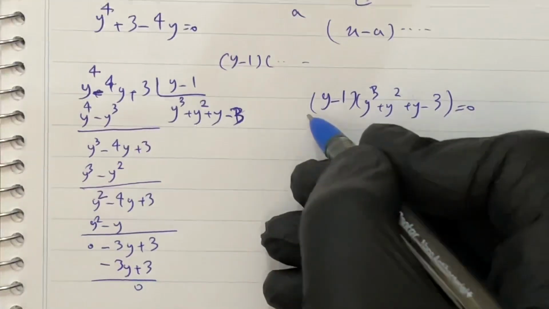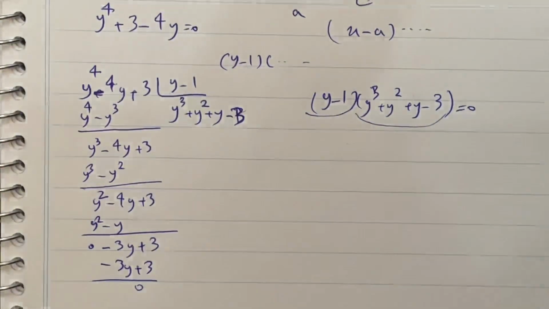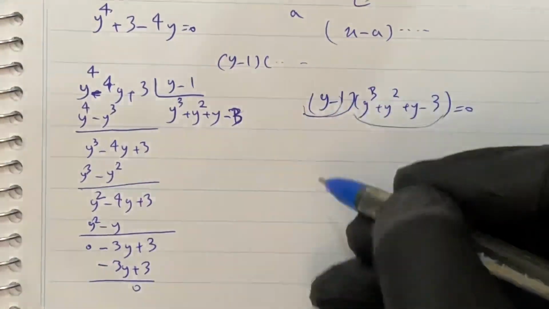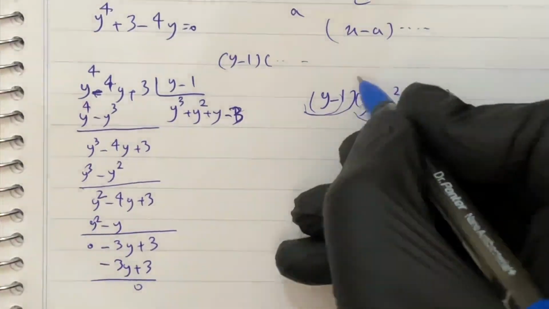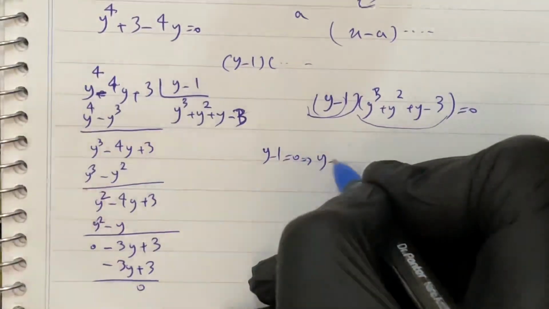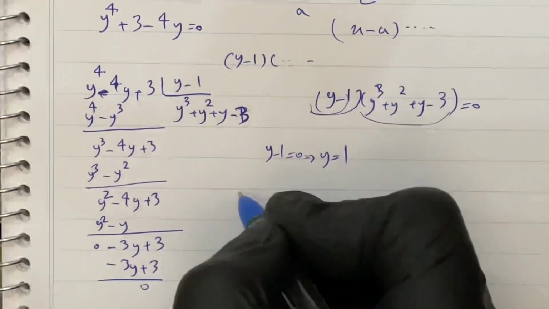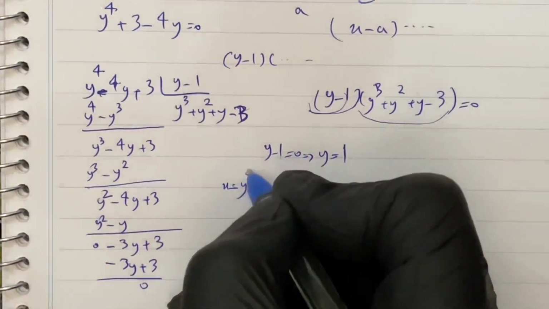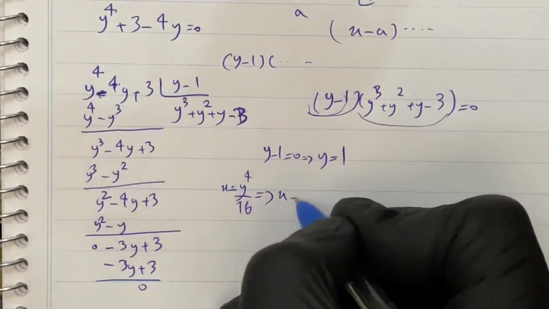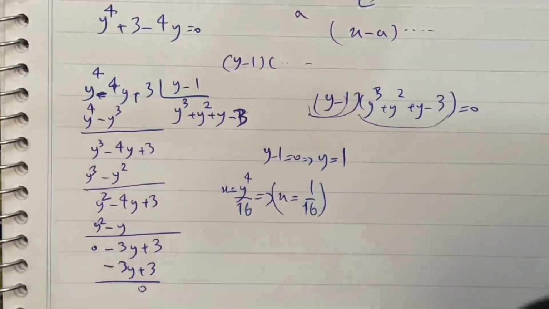We just have to set either this to 0 or this to 0. If you set this to 0, we would have y minus 1 equals 0, and then y equals 1. And so what was x? x equals y^4 over 16. So our x would be 1 over 16. This is one of our answers.